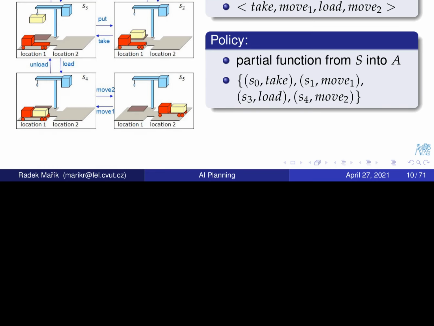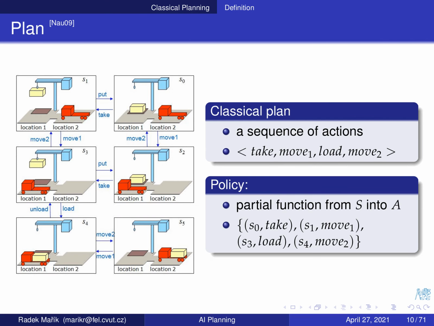And the policy is a partial function from state into action. In other words, you prescribe what to do in state S0, in state S1, for example, and in S1 you specify that you should take move one and so on. So the policy is a kind of associative array that says if you reach a given state, then perform this and this action.